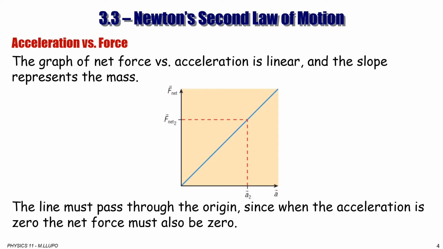The net force versus acceleration graph is a linear graph, and the slope of that graph represents the mass. It is very clear that it's a straight line, and the slope of the straight line is a constant, so mass should be constant. The line must go through the origin, since when the acceleration is 0, the net force must be 0.